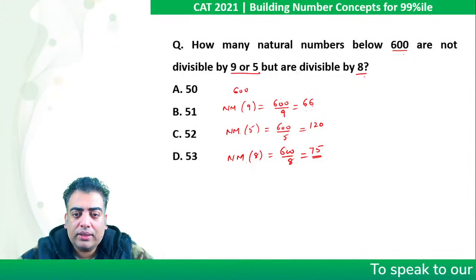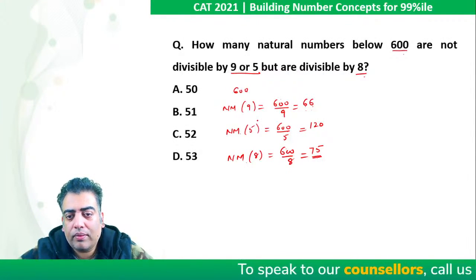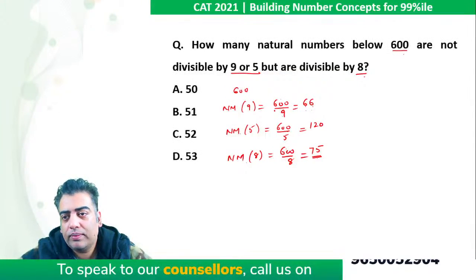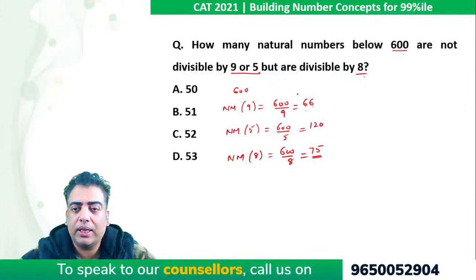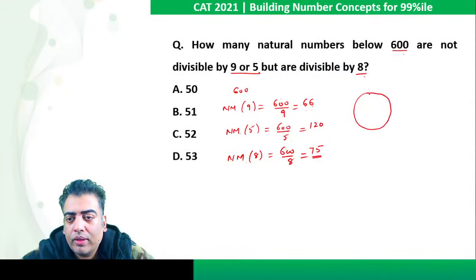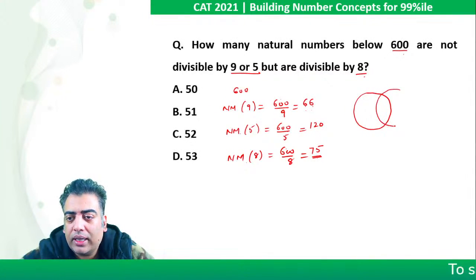by using these three, can you tell me the answer now? Numbers which are not divisible by 9 or 5 but are divisible by 8. So we can make a small Venn diagram here, right? For better understanding, let's make a Venn diagram.